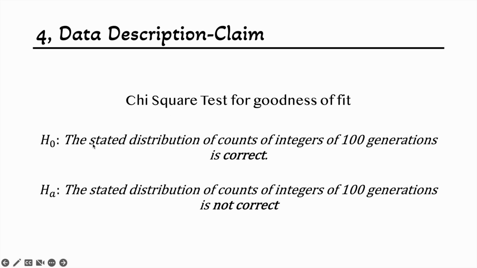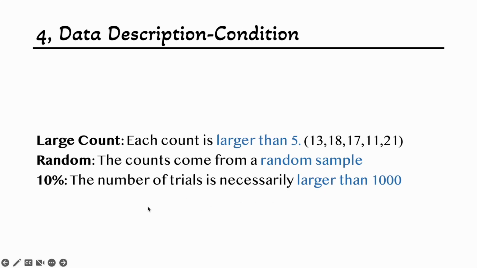The null hypothesis: the stated distribution of counts of integers of 100 generations is correct, and the alternative hypothesis: the stated distribution of counts of integers of 100 generations is not correct. For the condition, for the large counts, each count is larger than 5, as shown: 13, 18, 17, 11, and 21. For the random part, the counts come from a random sample. And for the 10% part, the number of trials is necessarily smaller than 10% of the population, which is larger than 1,000.